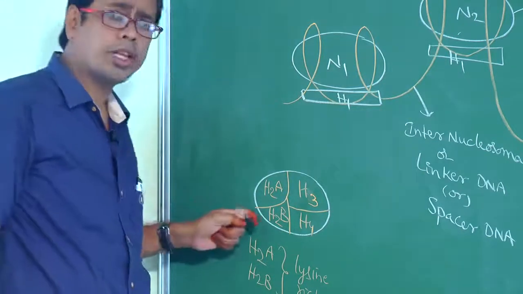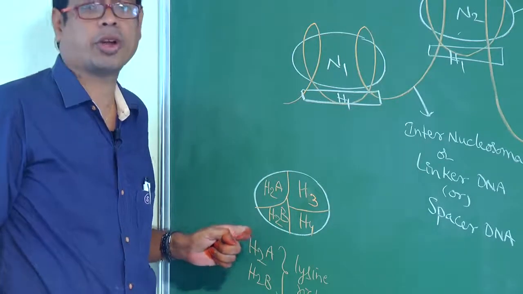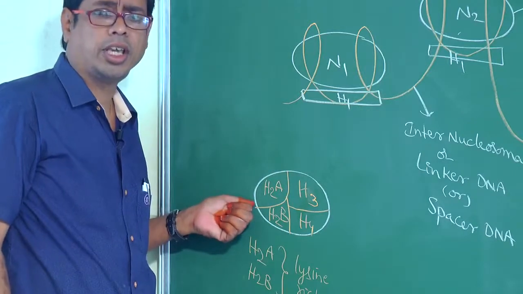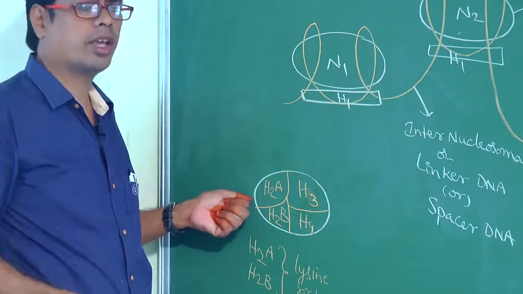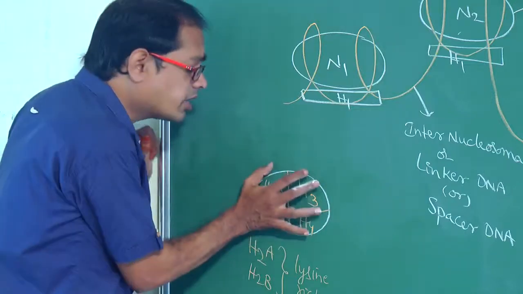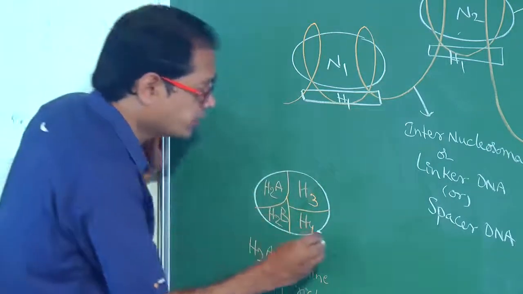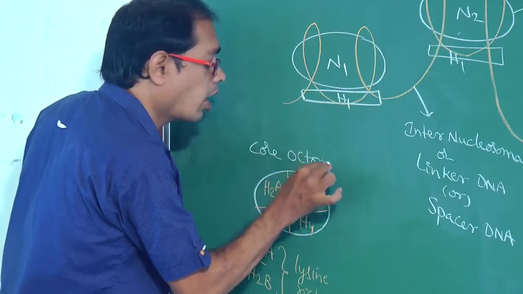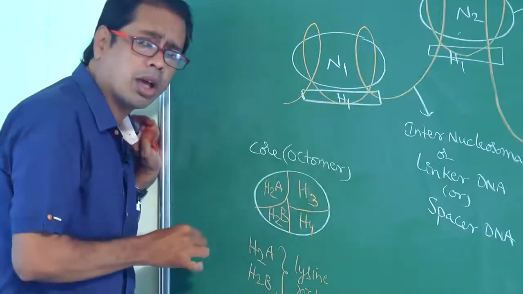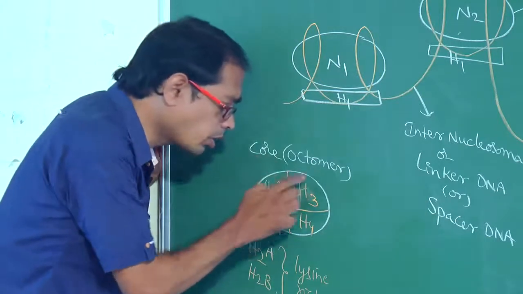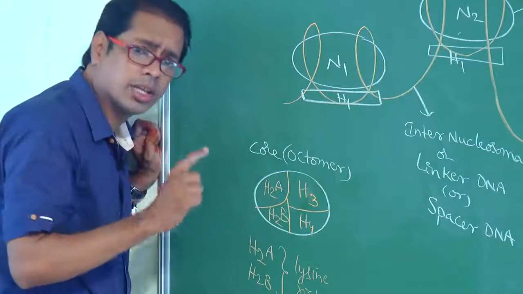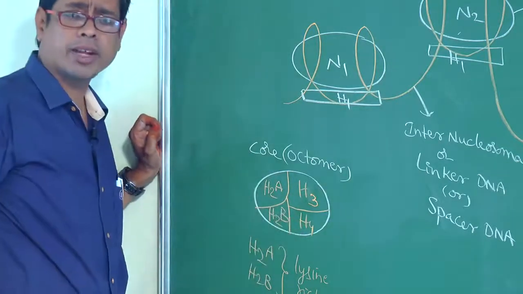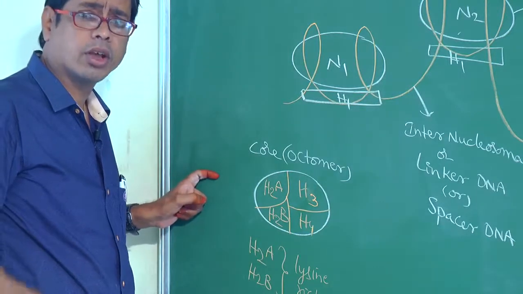Okay, total how many histone proteins are there? 8 proteins. How does that make 8? Each one has 2 copies. That's why 8 histones. This is considered as the core, or octamer. Core or octamer means 8 histone proteins. Types of histone proteins means 1, 2, 3, 4. Number of types of histone proteins in the core is 4.